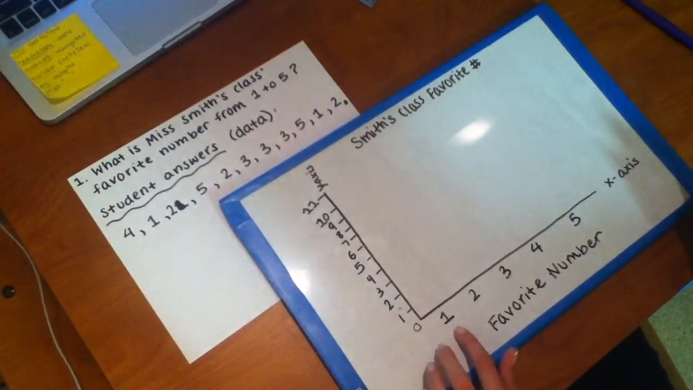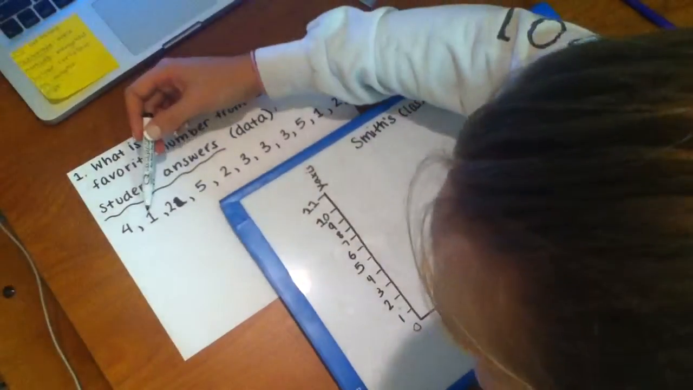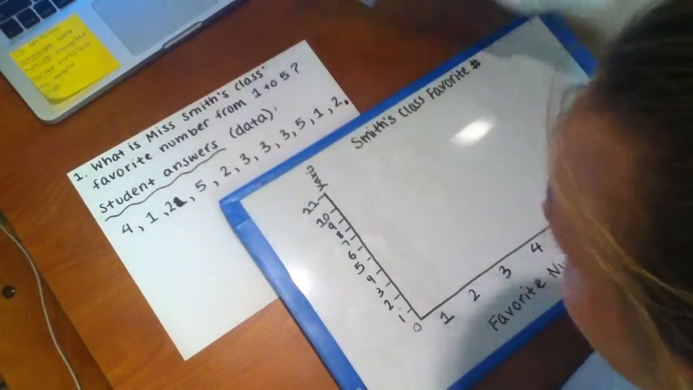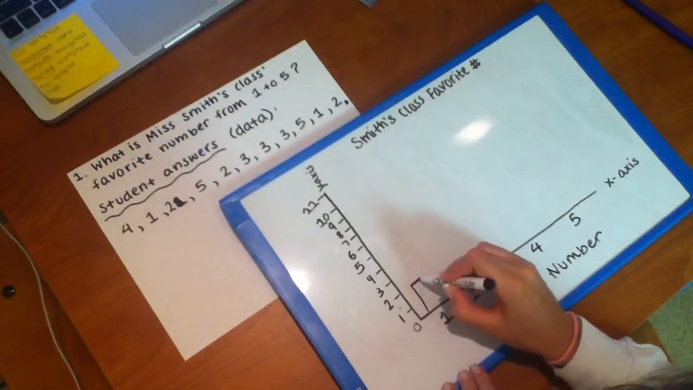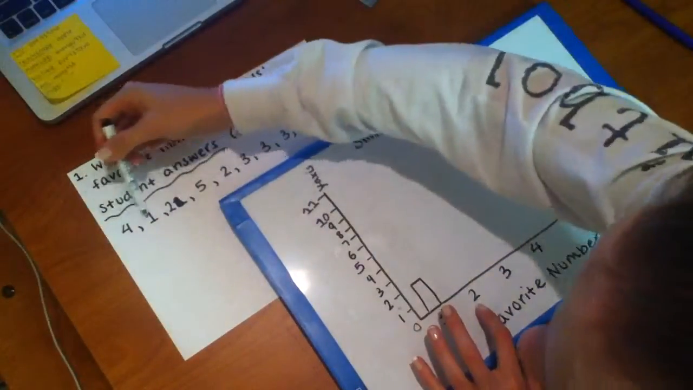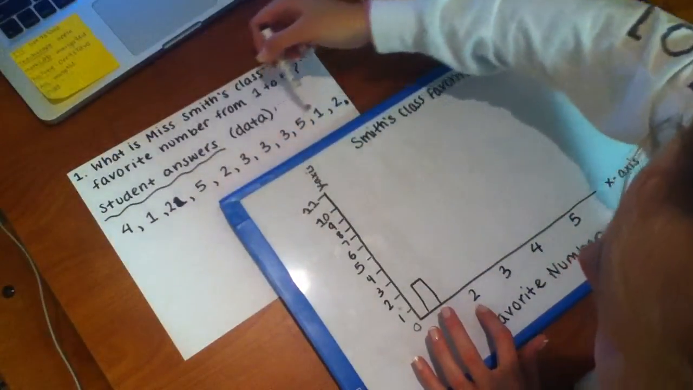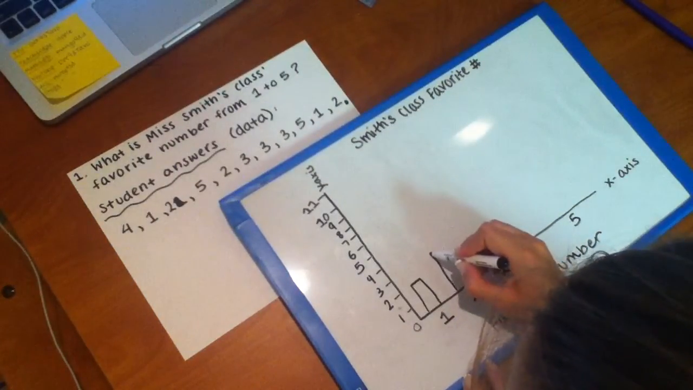How many students said that they liked number 1? Well, let's look right here. 1, 2. We have 2 number 1s, so we are going to make a bar going up to number 2. Now, how many students said they like the number 2? Let's look through our data. We have 1, 2, 3. So 3 students. Let's go up to the number 3.